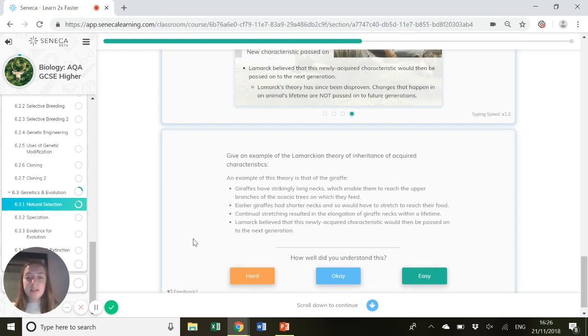So again, to recap that, giraffes have long necks. Earlier giraffes had shorter necks, so they just stretched to reach their food. They continually stretched, so the giraffes' necks got longer within a lifetime, and Lamarck believed that these would then be passed on to the next generation. So I think we've understood that well, haven't we?